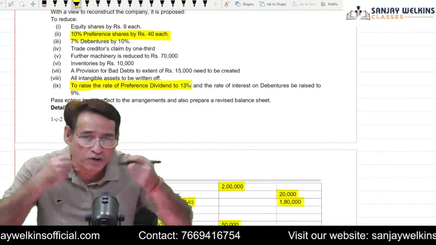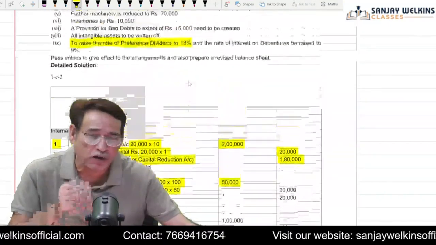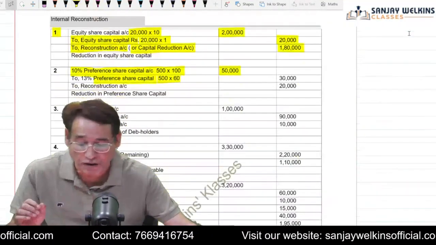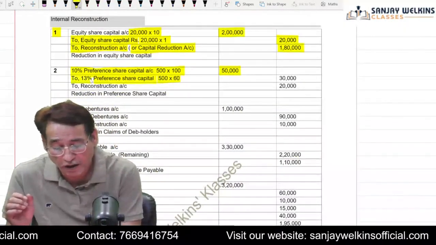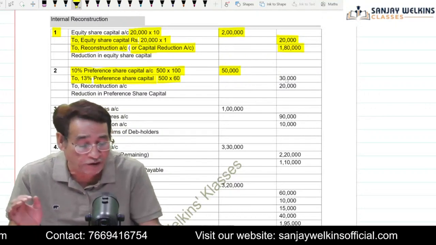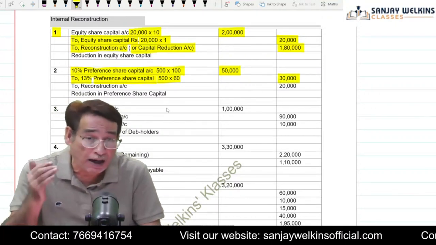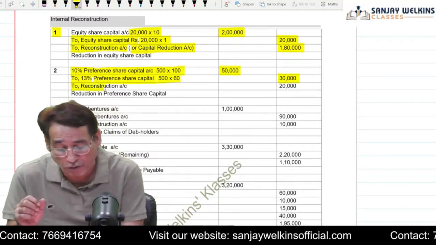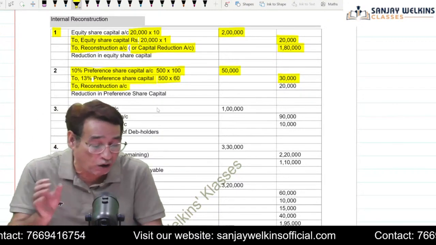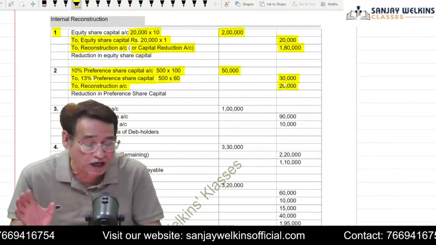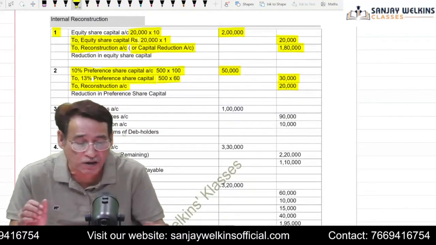That means in order to seek the cooperation of the preference shareholders, we have increased their rate of dividend from 10% to 13%. That is why you will have to write 13% preference share capital. This is the new preference share capital, 500 into 60, 30,000. And their shares have come down by 40. So whatever amount has been waived or remitted will be put into reconstruction account, 500 into 40, that will be equal to 20,000. Is it clear to you?